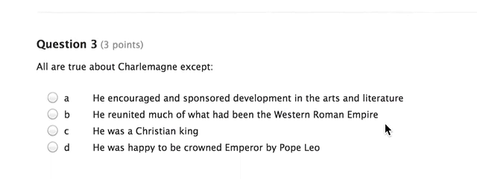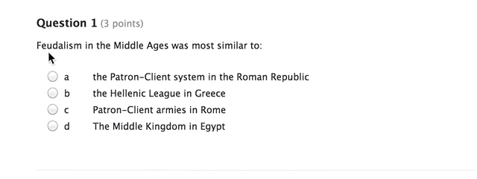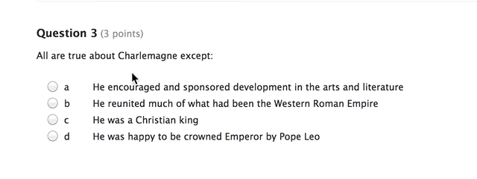Looking at a different question: all are true about Charlemagne except. In this case, we're asking what the characteristics of Charlemagne are, and you need to pick the one that is not true about him. To do this, you have to be able to recall how we described and defined Charlemagne. This one is less about determining relationships than it is simply about remembering what Charlemagne was all about.